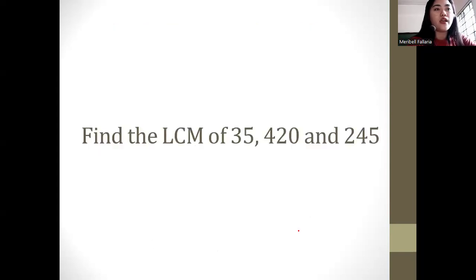How about you? You try. For 5 minutes, find the LCM of 35, 420, and 245. Use prime factorization. The second step is to circle the common prime numbers, then multiply the common numbers and then the leftover. Just pause this video and answer your activity.